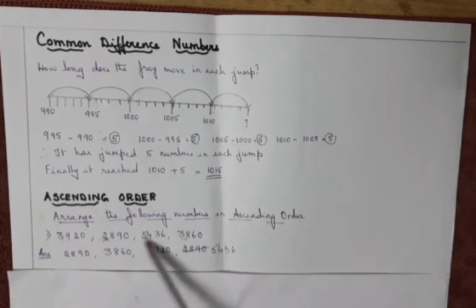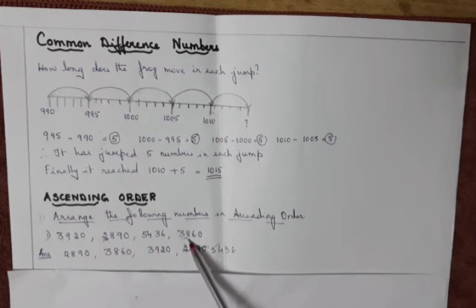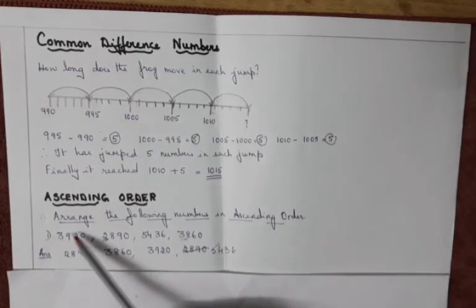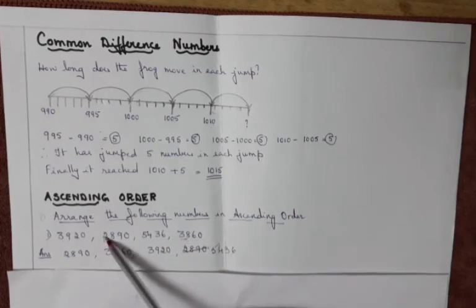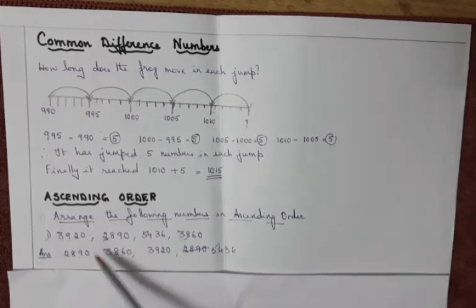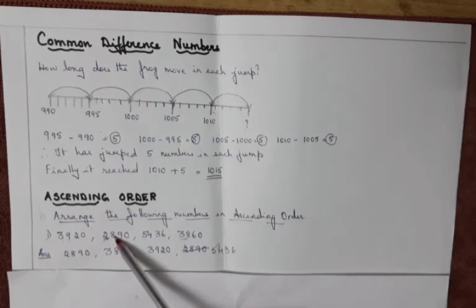So now all these are in thousands place. So first you see in thousands place which is the smallest number. Now here 3 is there, 2 is there, 5 is there, 3 is there. Now which is the smallest number, children, here in thousands place? It is 2. So this number 2890 comes first.